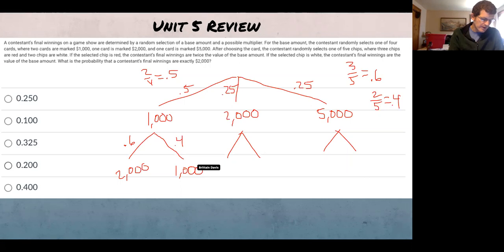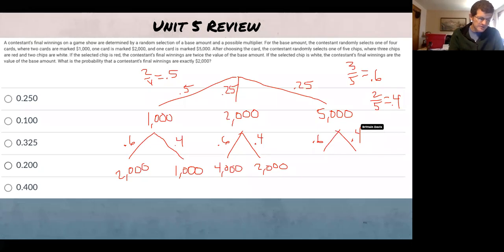With this one right here in the middle, I could have a 0.6 probability of doubling this to 4,000, or a 0.4 probability of keeping it the same at 2,000. And then the 5,000, it doesn't really matter for our purposes because we're only concerned with getting 2,000 exactly, but I could get 10,000 right here, or I could get 5,000. So there you go.